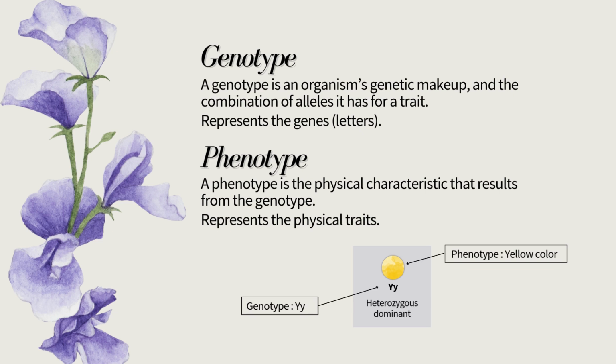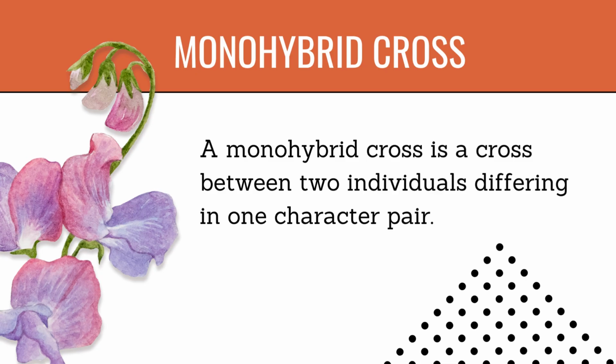Now let's talk about genotype and phenotype. The genotype is the genetic makeup, the combination of alleles. The phenotype is the physical expression of that genotype. For example, a plant with genotype Yy has a phenotype of yellow seeds because the dominant allele masks the recessive one. A monohybrid cross involves two individuals that differ in one trait. This helps us understand how a single trait is inherited across generations.